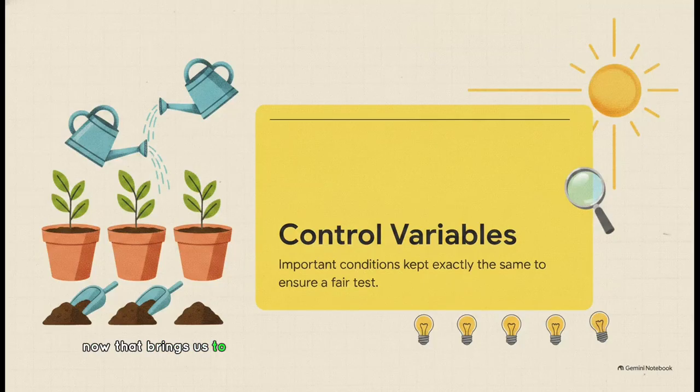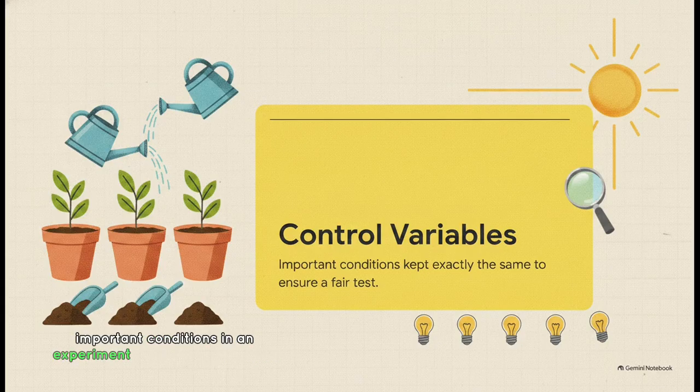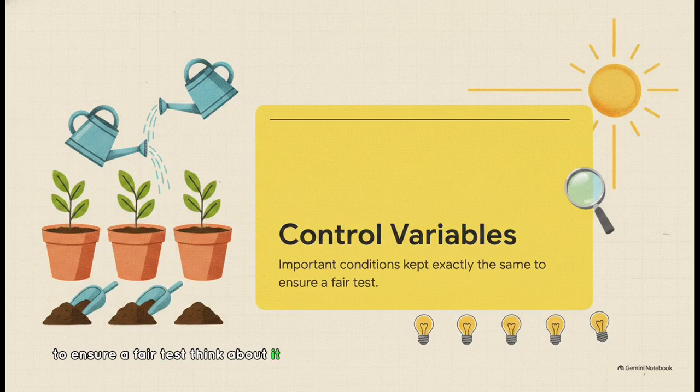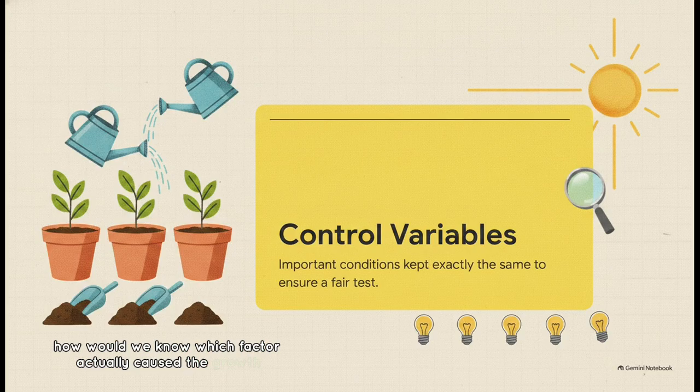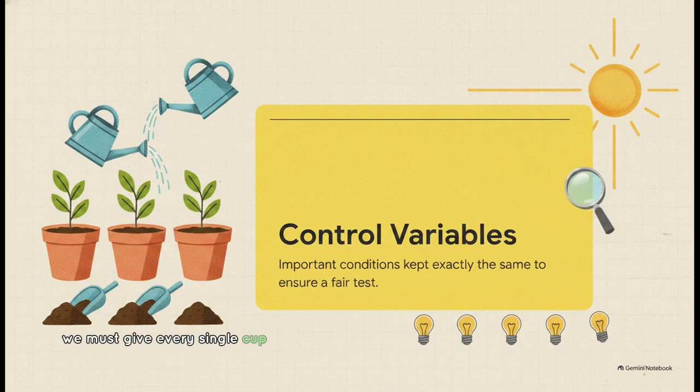Now, that brings us to an absolutely crucial concept: control variables. These are those important conditions in an experiment that are kept exactly the same to ensure a fair test. Think about it. If we gave one plant more water, another plant better soil, and another plant more sunlight, and one grew taller, how would we know which factor actually caused the growth? We literally wouldn't. That's exactly why we must give every single cup the exact same amount of soil and water. The only thing we allow to change is the sunlight.